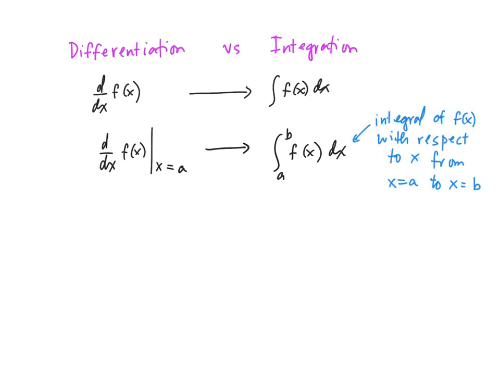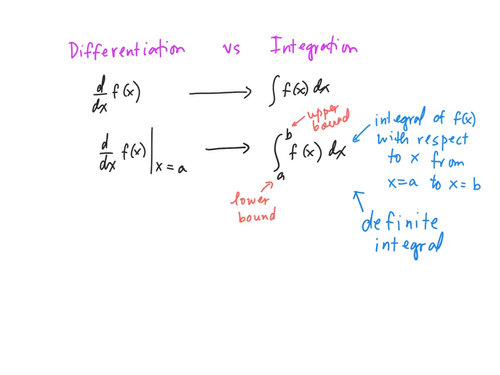And this is the kind of integral that could be used, as I mentioned earlier, to find areas under curves, and it is called the definite integral. And the values of a and b here are called the lower bound and the upper bound. Sorry, a is the lower bound and b is the upper bound.